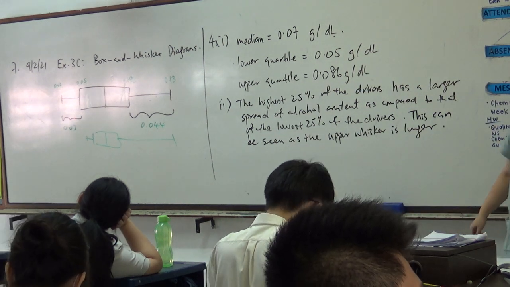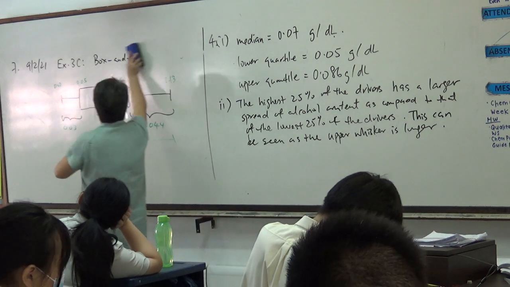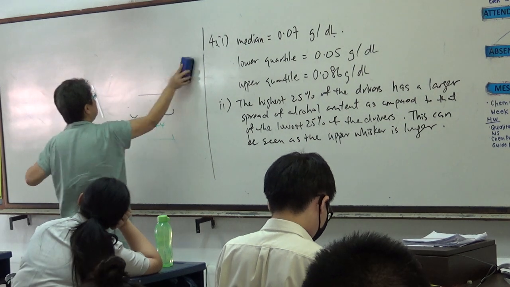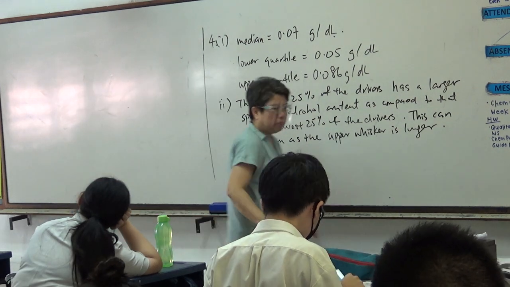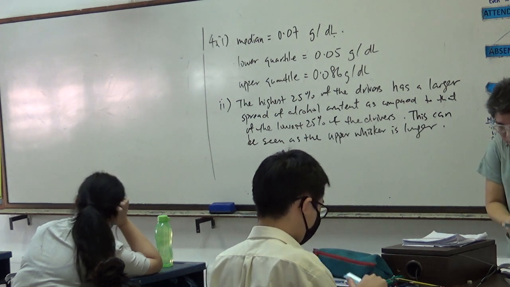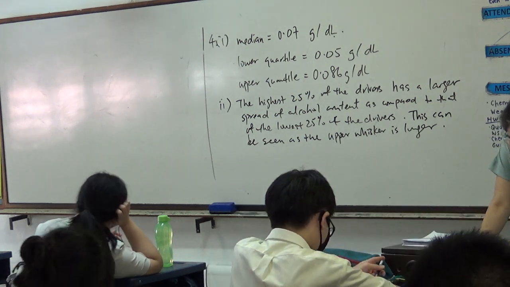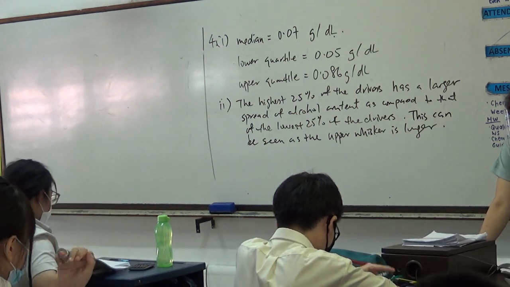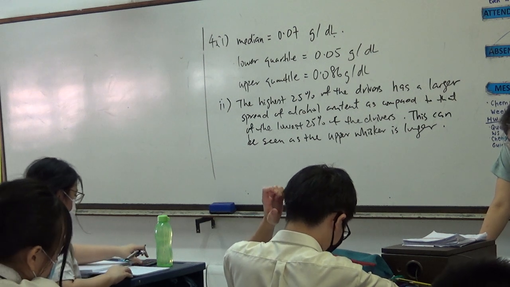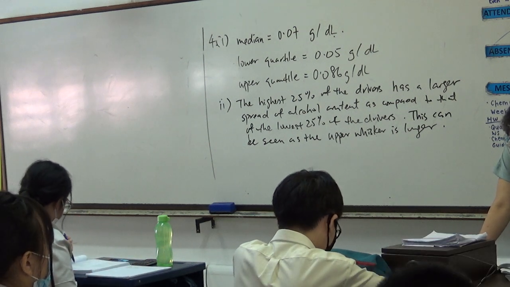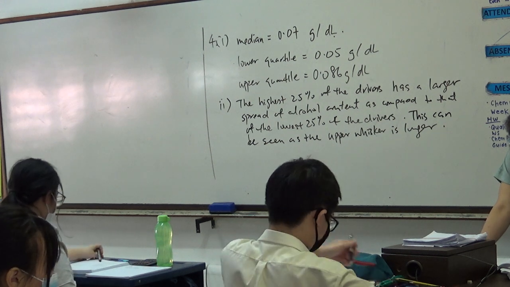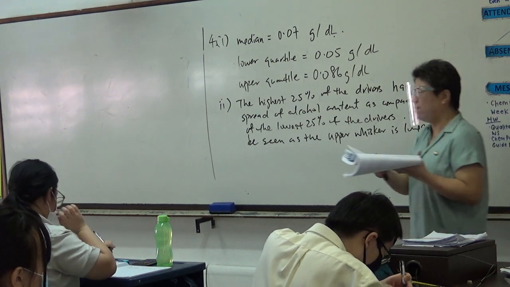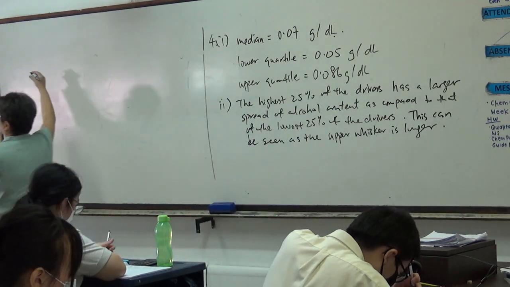Question number 7. All of you look at question number 7. I want you to compare already, yeah? The box and whisker plots show the masses of Sec 4 students from school A and school B. Part A. For school A, find the range, the median, the interquartile range. For school B, find the range, the median, the interquartile range. Okay, I want you to find for me, all of you.